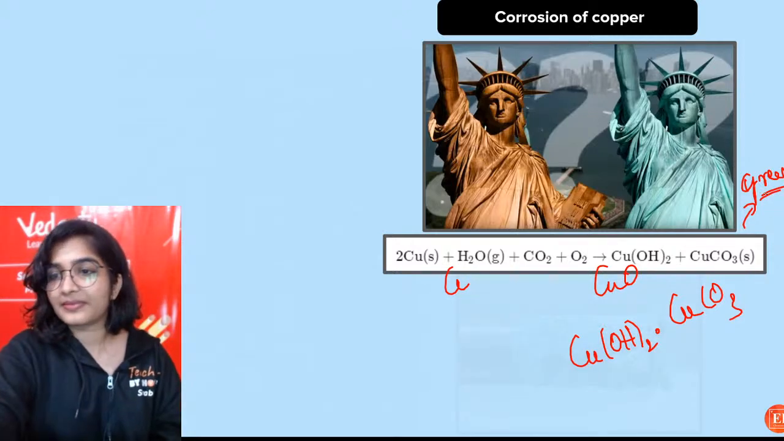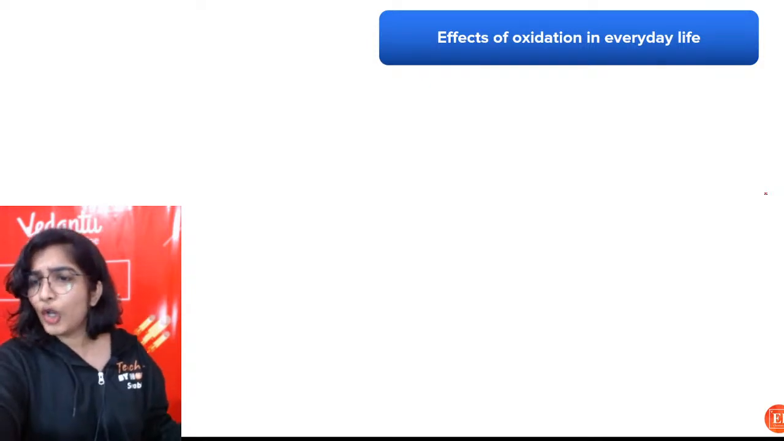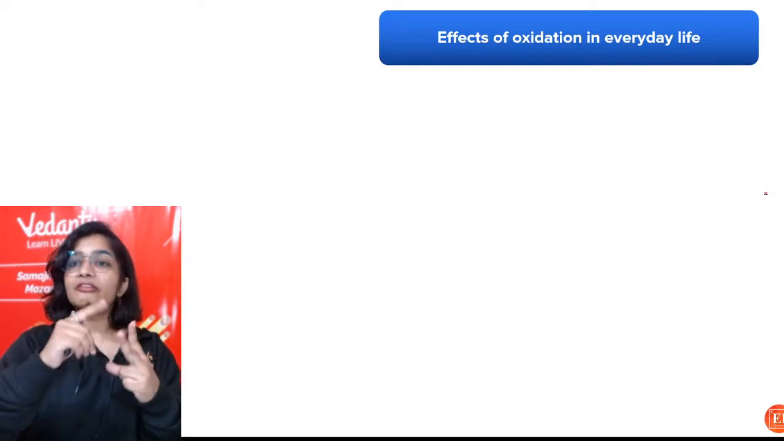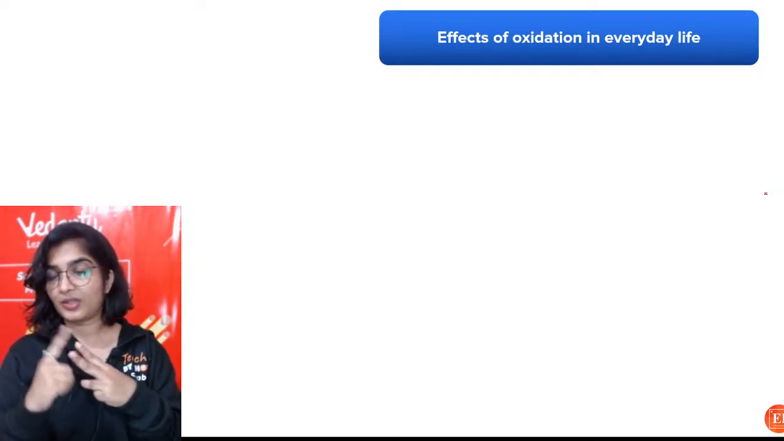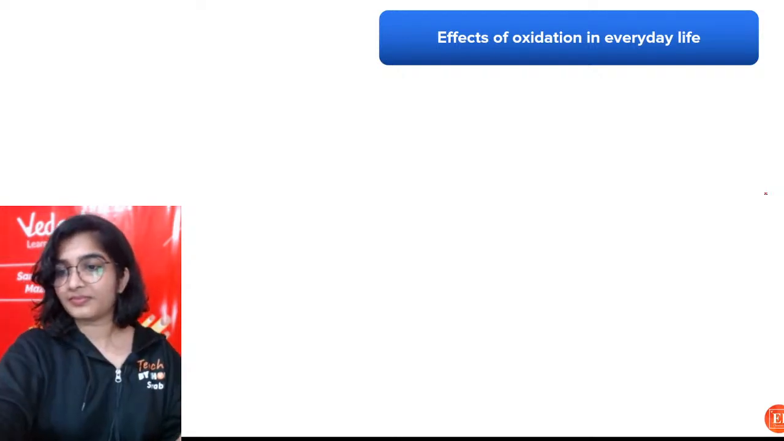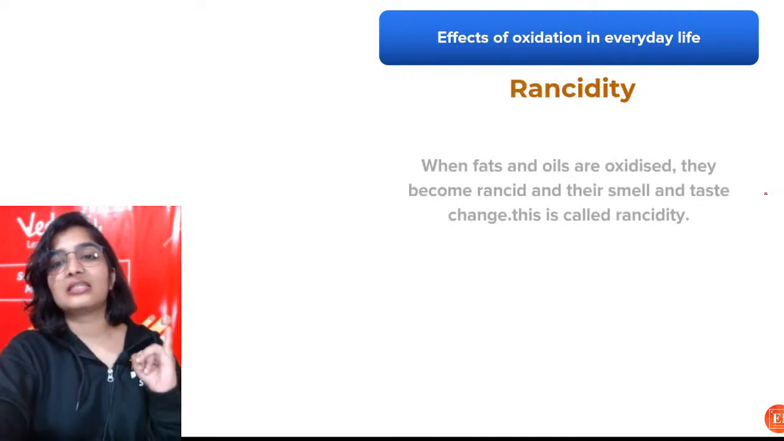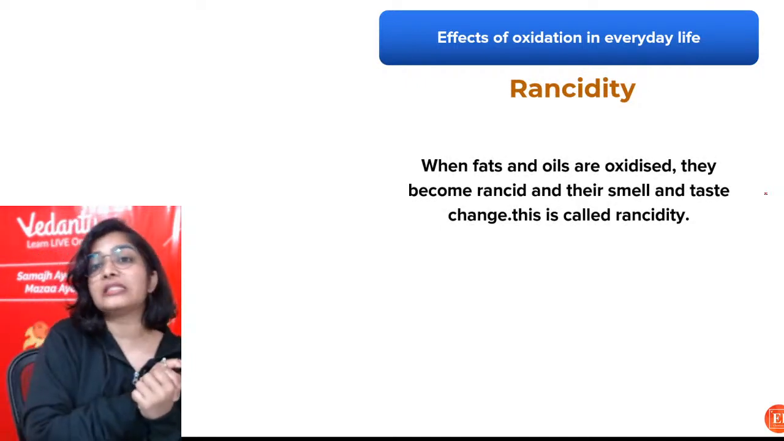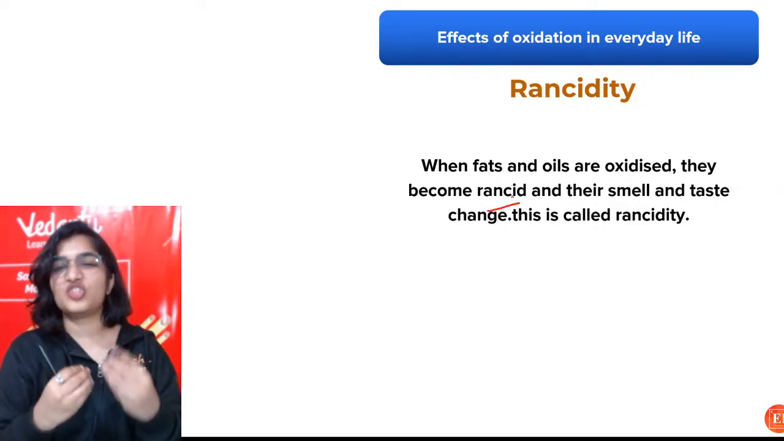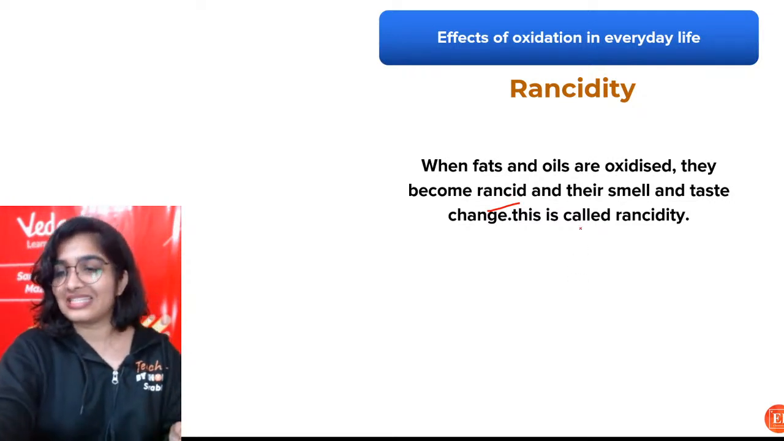So effects of oxidation. Both are very much necessary for rusting, oxygen as well as water. The last effect of oxidation is rancidity. When fats and oils are oxidized, they become rancid and their smell and taste change, which is not pleasant. This is what is called rancidity.